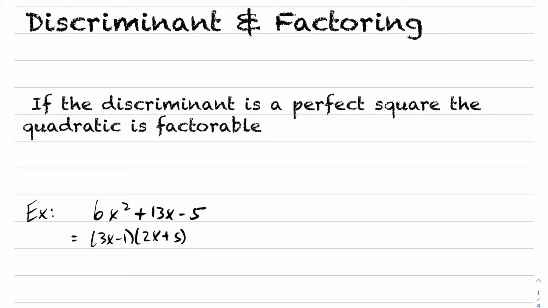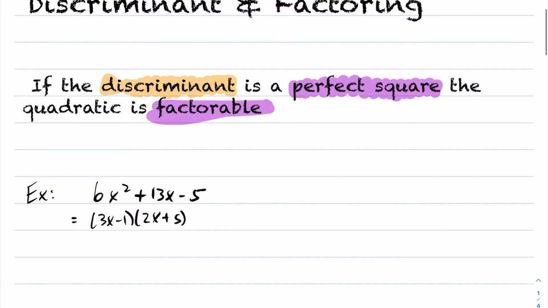We're going to be looking at the discriminant and factoring. So given a quadratic, the question becomes: how do you know whether you can factor it or not? You can actually use the discriminant to help you determine whether you can factor a quadratic. And here's what you need to know. If your discriminant is a perfect square, then that quadratic is actually factorable.